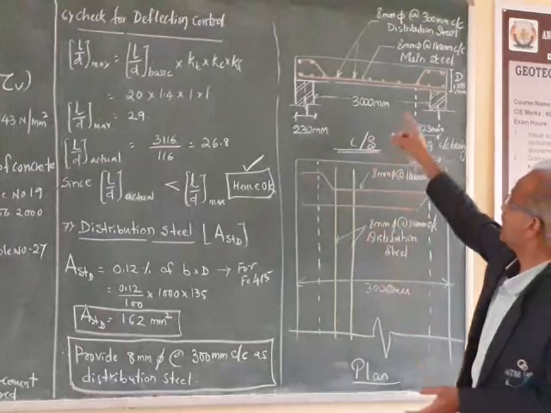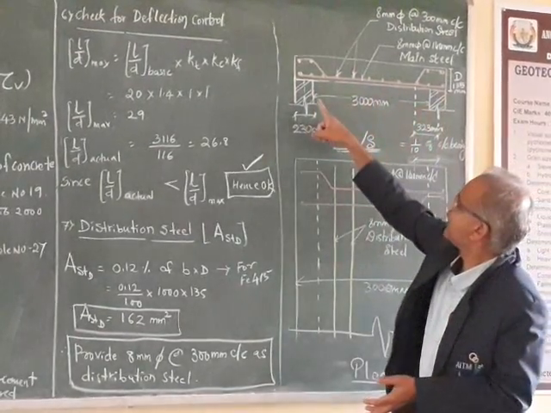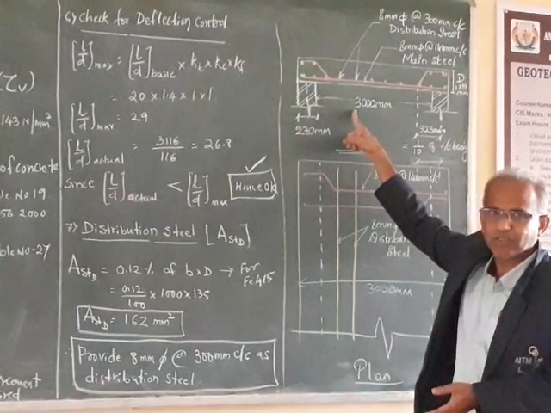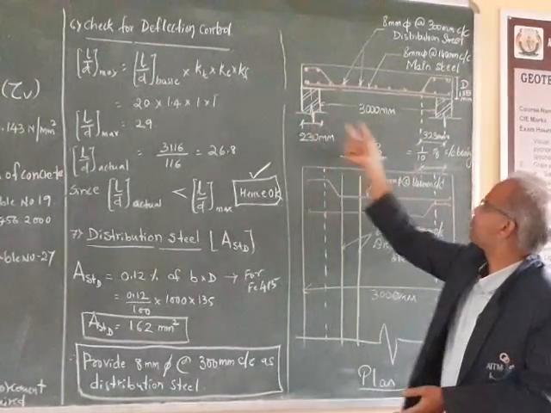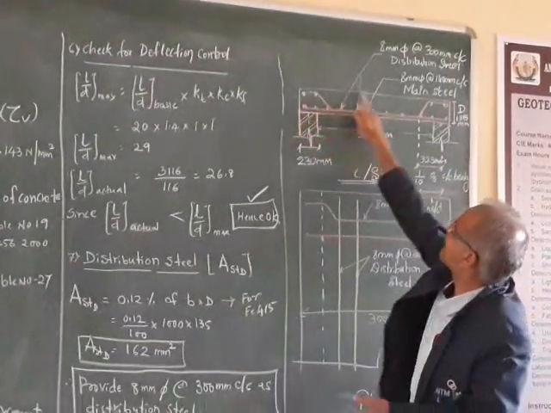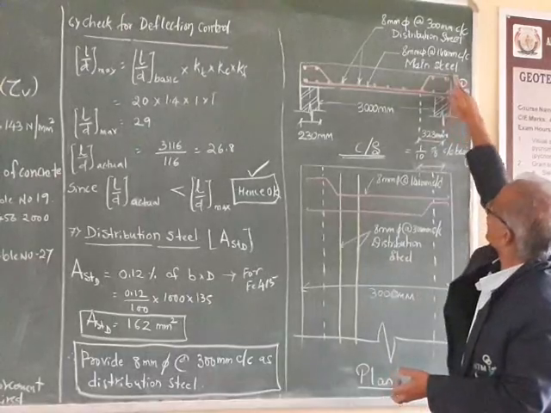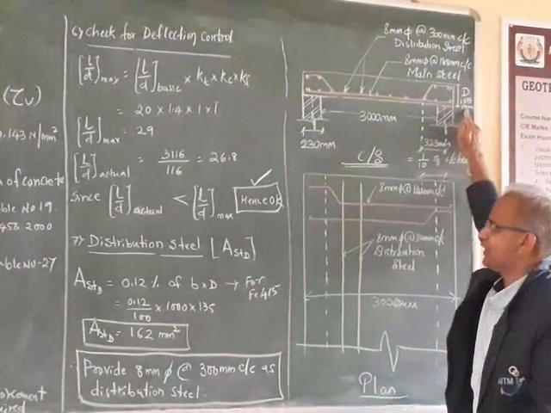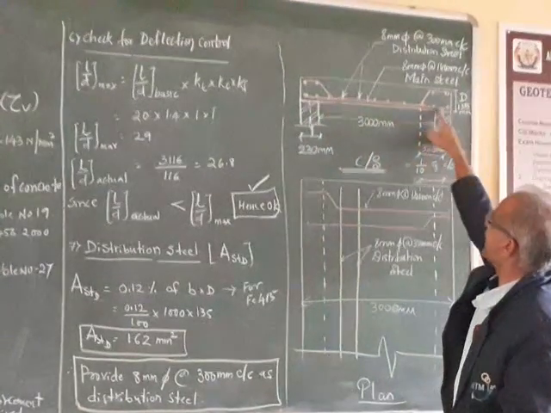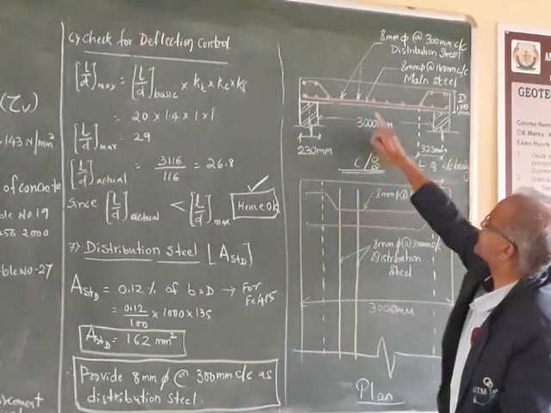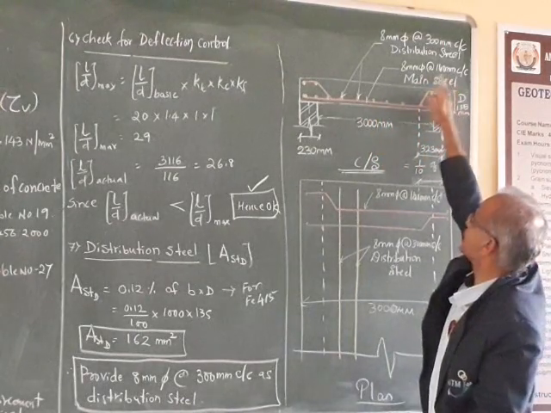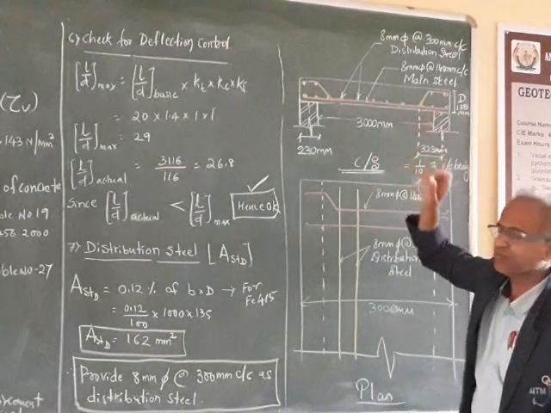Now see, first, the dimension is 3 meter. This is the given room dimension. Then this is the width of support, 230 mm. So over this the slab will be resting. This is the overall depth of the slab, 135 mm. And whatever you are seeing, this is the main steel. What is that main steel? 8 mm diameter at 140 mm center to center is provided at the bottom.